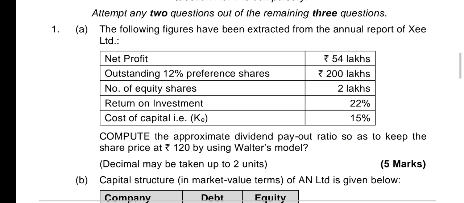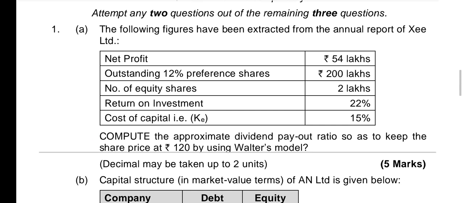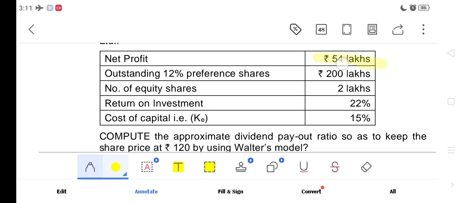The following figures have been extracted from the annual report of C Limited. They have given some information. Net profit of 54 lakh. Outstanding 12% preference shares. This 12% obviously represents the preference dividend, right? Preference shares of 200 lakh, so at 12% you are going to get 24 lakh. That is the preference dividend. The number of shares is 2 lakhs.